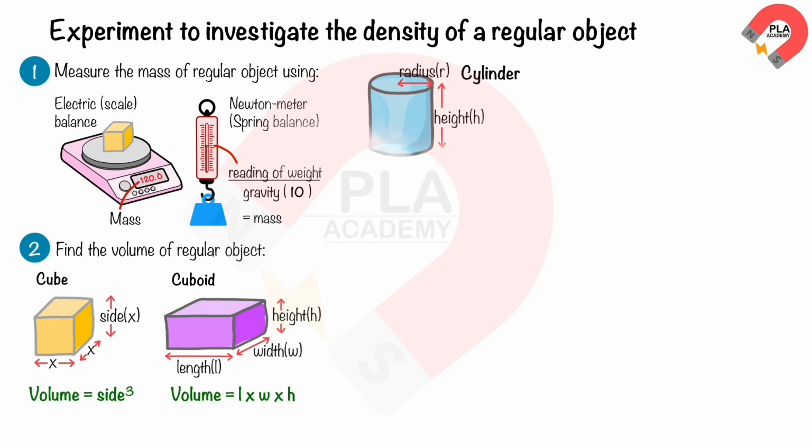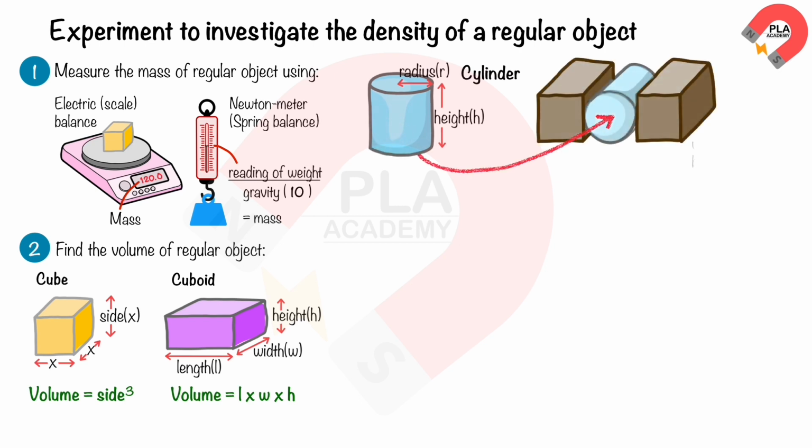For a cylinder, measure the height with a ruler. Measure its diameter using a ruler and wooden blocks as shown. View the top and measure the distance between blocks at different positions to check for consistency. Calculate the radius of the cylinder by dividing the diameter by 2. Calculate the volume of the cylinder using V equals pi r squared h.